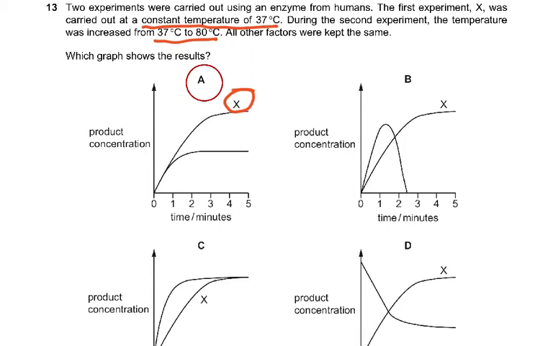and then the second experiment was increased from 37 to 80 degrees, and all other factors were kept the same. So naturally the product concentration would level off because the enzyme would get denatured, if from 37 it went up to 80. So this is what we had to understand, that the answer to this question was A.